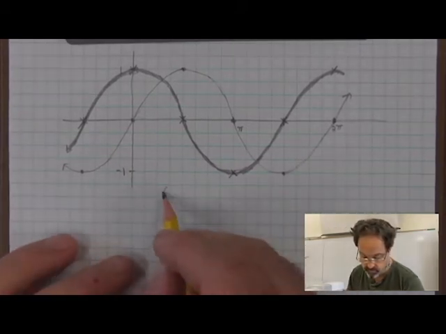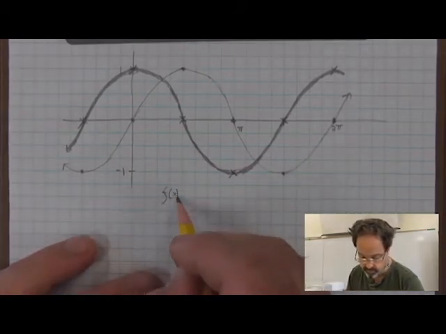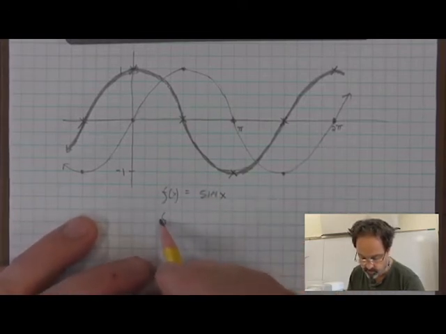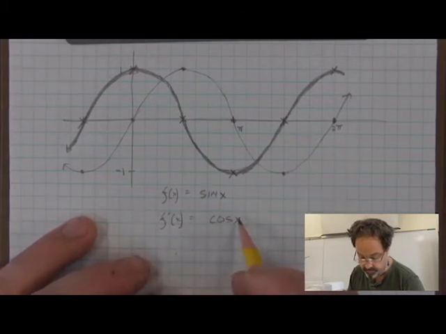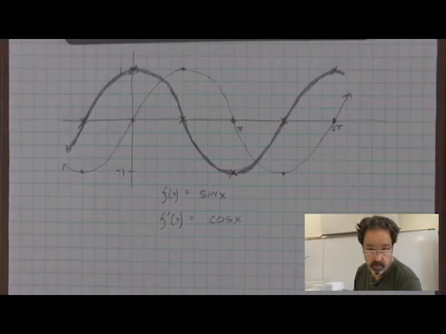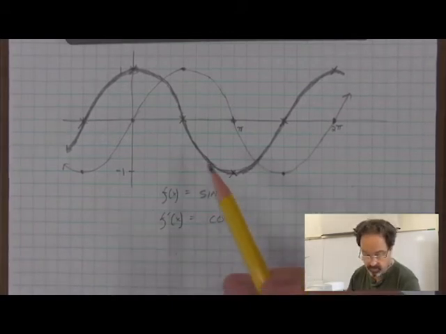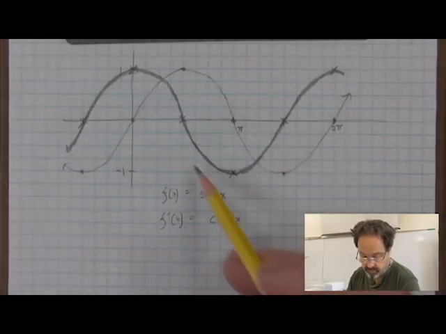If we were to give a function name like f of x and define it as sine, then the derivative f prime of x is the cosine function. What about the derivative of cosine? I could go through a similar analysis.